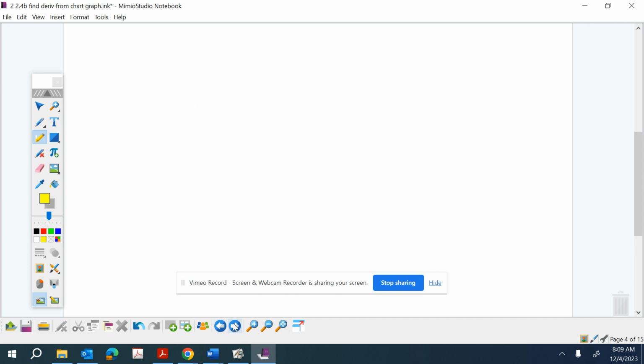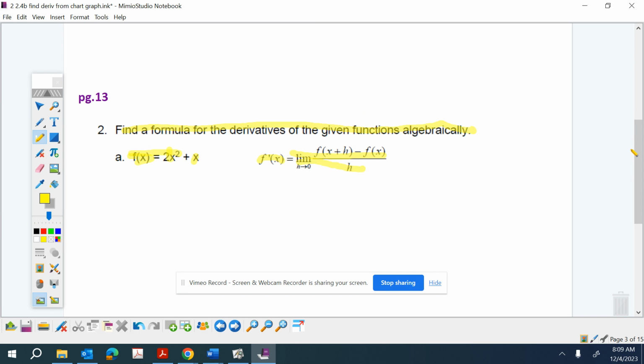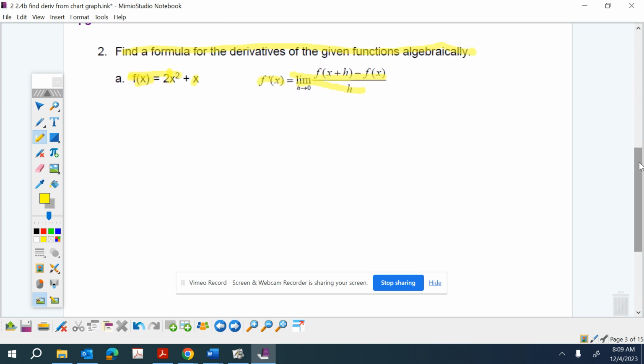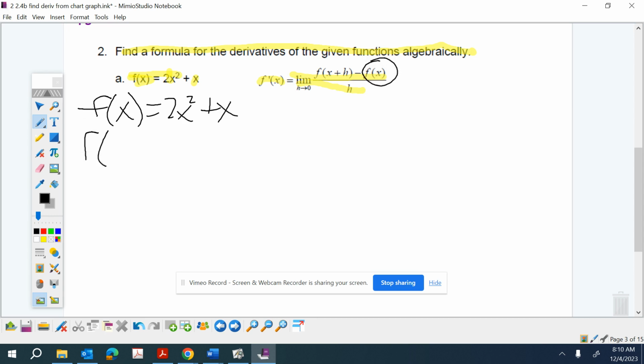So when I go to the next page, oh, it's not there. I thought the answer was there. All right, let me write it out for you. Okay, so I need 2 things. I need f of x, which was given to you as 2x squared plus x. That's going here. And I also need f of x plus h. That never changes. The only thing that changes is your formula that it gets plugged into. You do not have to look for an x value. You're always plugging in x plus h.